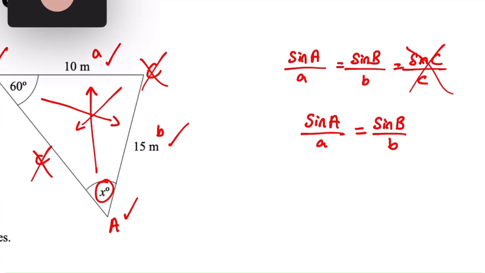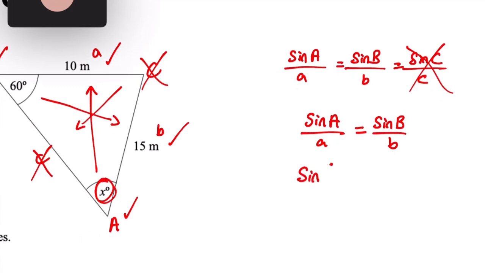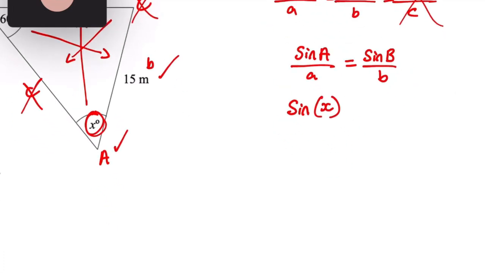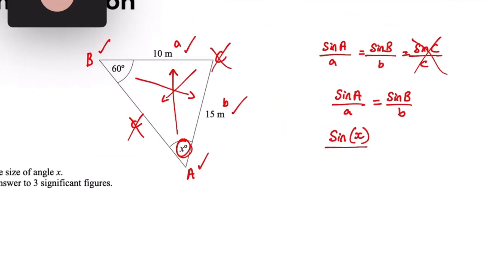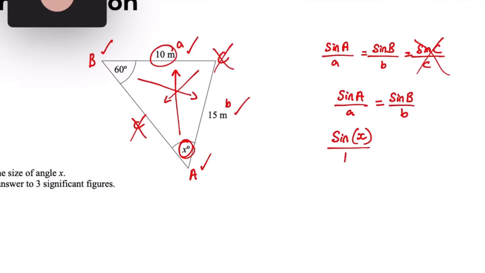Okay, now capital A. Let's substitute. Capital A is X, so we're just going to put in X, and that's over lowercase a. Where's lowercase a? Lowercase a is over here, and that's 10. So we're just going to write in 10, and that's equal to sine capital B. Capital B is there, 60. So sine 60 over lowercase b, which is here, and that's 15.